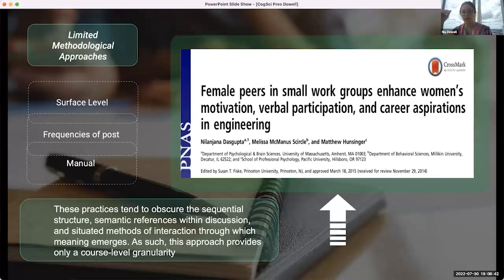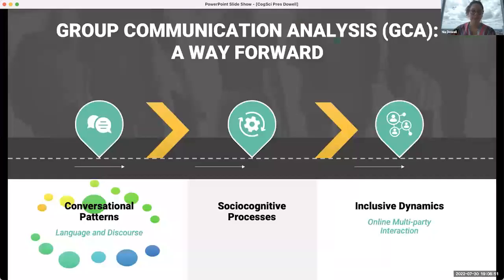Let's use this methodology that I'll tell you about in a second to see if we can get deeper into the dynamics that differ across these different gender group compositions. And so that's where we come to group communication analysis. This is a methodology that my team and I have created, a computational linguistics methodology that allows us to capture the conversational patterns that are reflective of critical sociocognitive processes that reflect inclusive or lack of inclusive dynamics in online multi-party interactions more broadly.